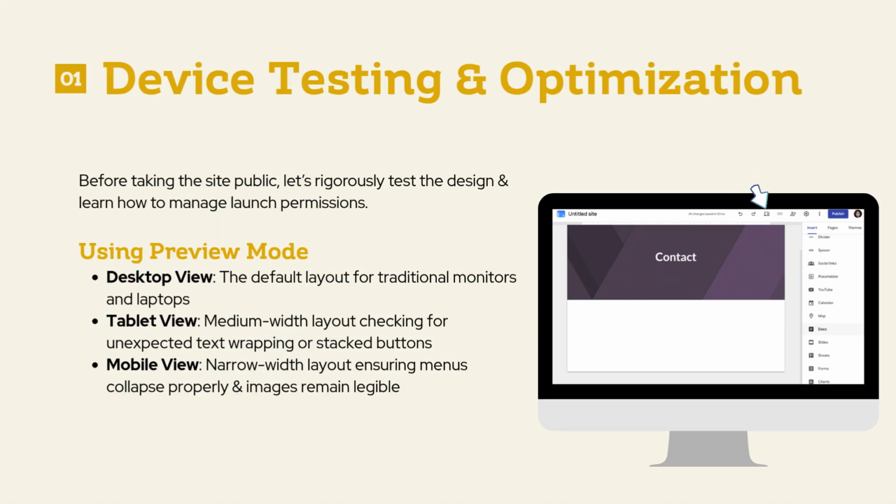The mobile view, the narrow width layout. Google Sites will automatically collapse side-by-side columns into a single vertical stack. Ensure that the navigation menu collapses cleanly into a hamburger, the 3 lines, menu icon, and that the images remain completely legible without forcing the user to zoom in.